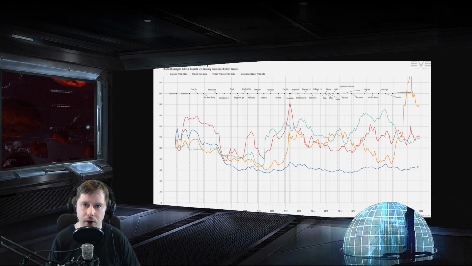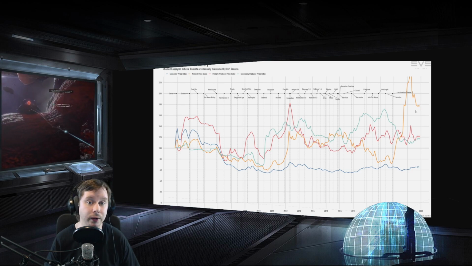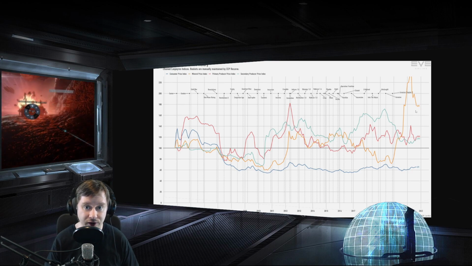So overall, there is pressure in the mineral price index. This may look really bad or really good if you're a manufacturer.